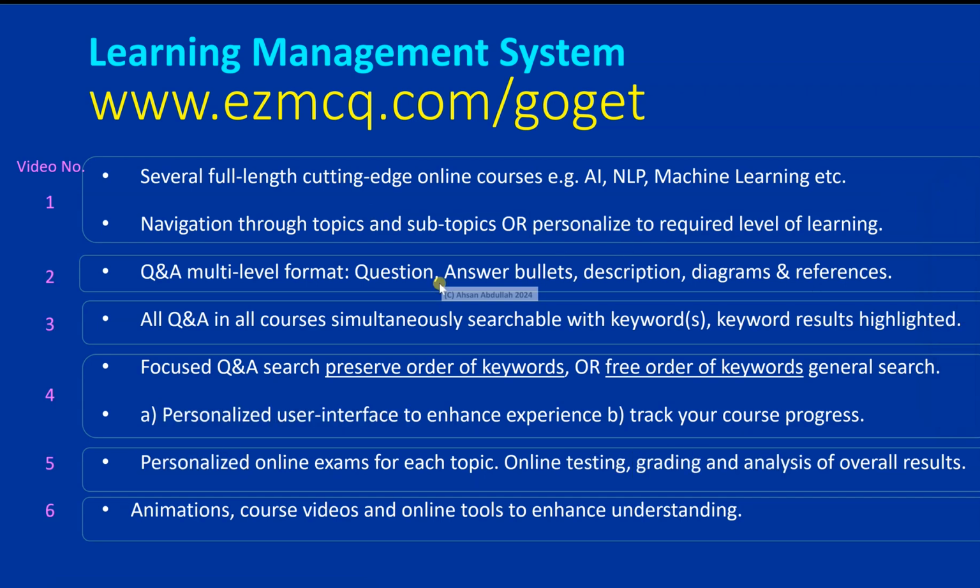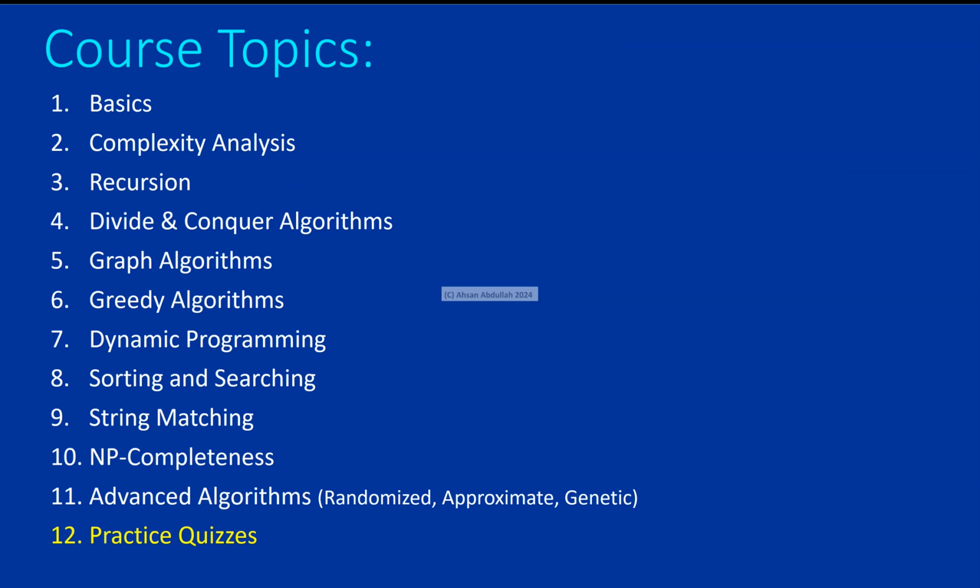So let's look at the outline of this wonderful course. This course consists of 11 topics, and this consists of the latest content, not old content. And right now we are at topic number 5, which is graph algorithms. So let's now move on to the learning management system, which is the supplemental website.